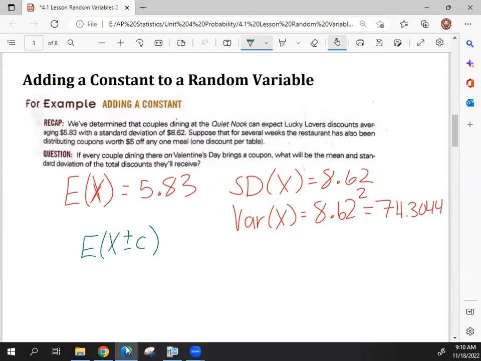if we want to add or subtract a constant to our random variable, we are just going to take our expected value and then add or subtract that constant. So here our expected value was $5.83. And so we're going to add to that $5 for bringing in a coupon. And so our expected discount, if we have this coupon, is $10.83.